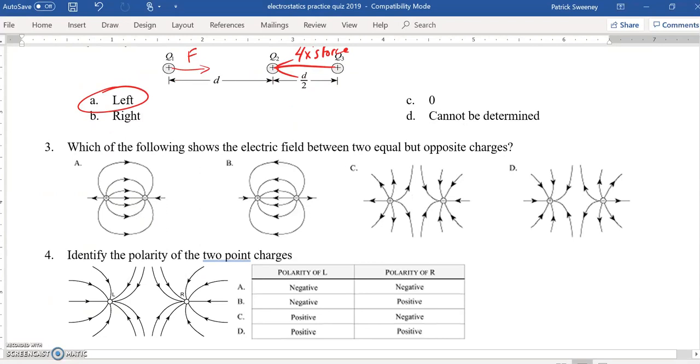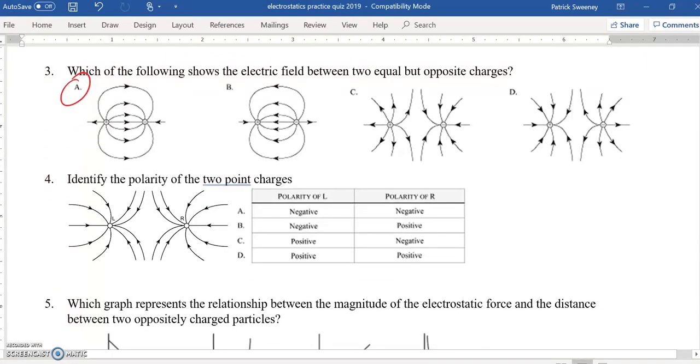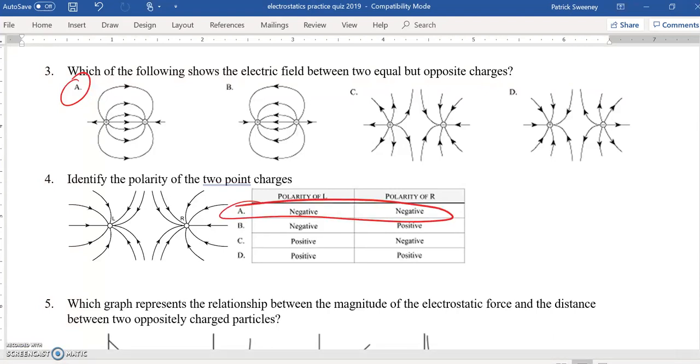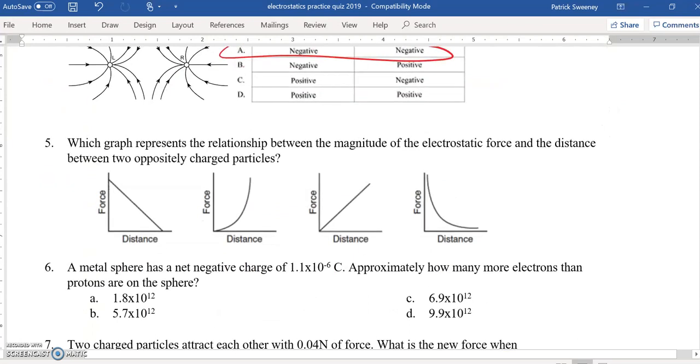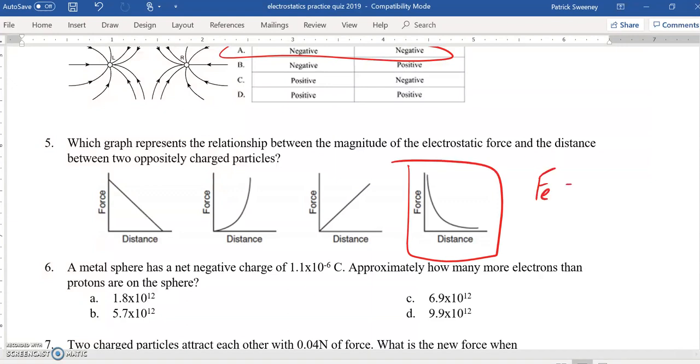The electric field between two equal but opposite charges, that's going to be choice A. You've got positive on the left, negative on the right. Number 4, these two charges, since the field lines are going into L, L must be negative. They're going into R, R must be negative. That's choice A. Number 5, the relationship between the force and the distance between these charged particles is an inverse square relationship between this force and R.